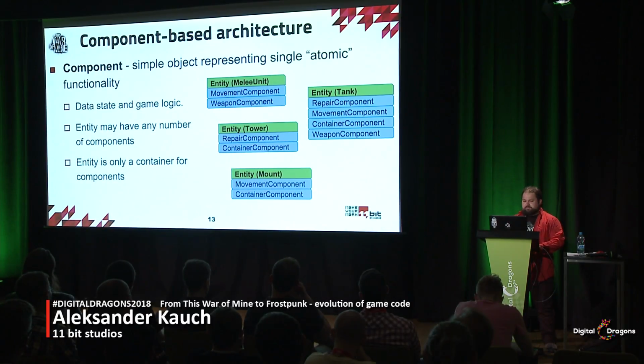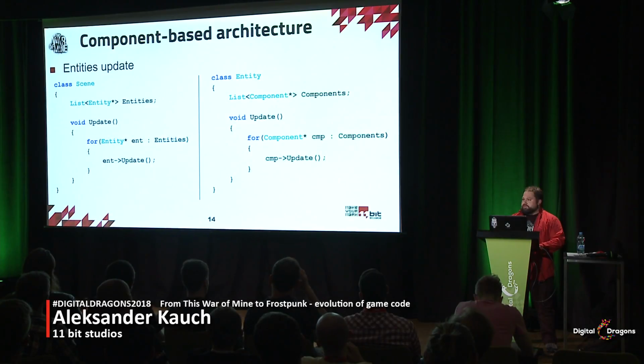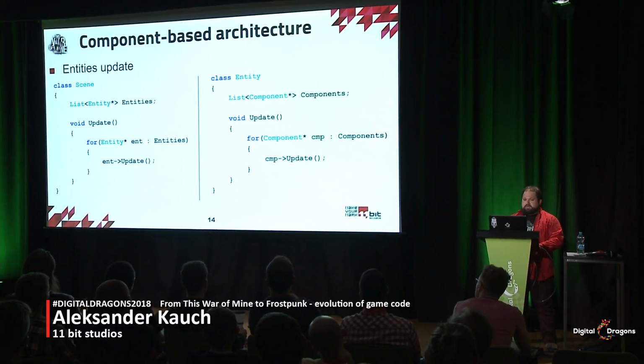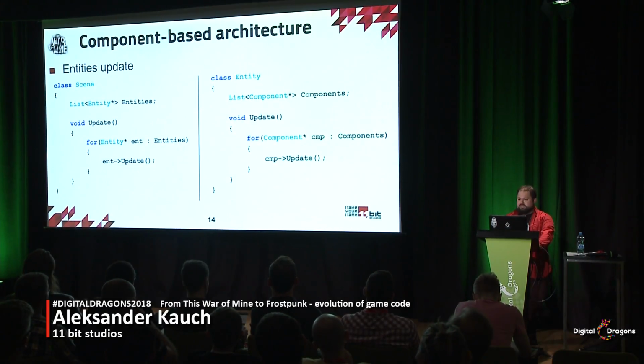And one of the things that we had to take into consideration was the update system in the component model, and later in Frostpunk. Here we've got a simple update scheme, let's say, where the scene has a list of active entities on it, and the update goes entity by entity, and each entity itself updates the state of all of its components at once.